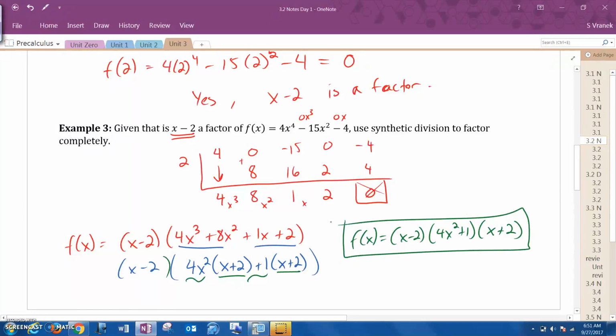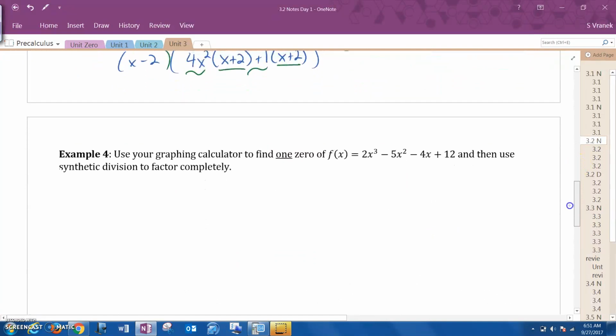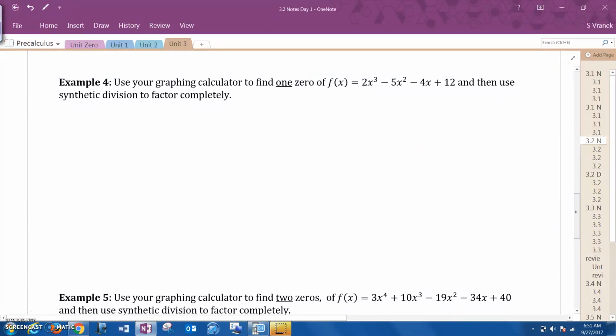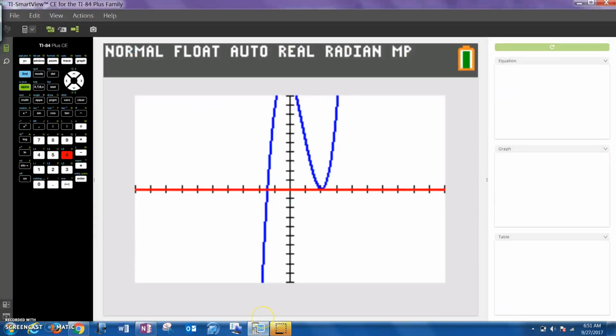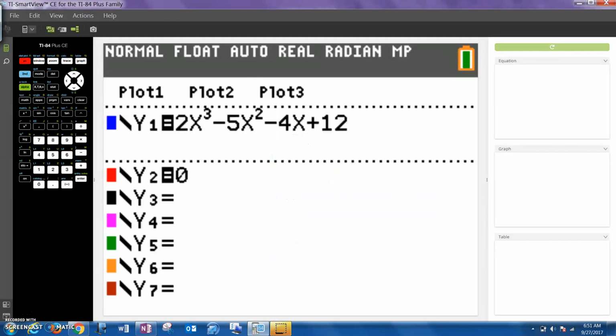Again, the calculator will give you your zeros sometimes. Sometimes I will give you the 0. So let's look at the next page. The next page is where you have to use your calculator. So it says use your graphing calculator to find 1 zero, and then use synthetic division to factor completely. So I'm going to graph this on my calculator. And actually, this is what it looks like. I kind of skipped ahead so I didn't have to type it in with you guys watching.